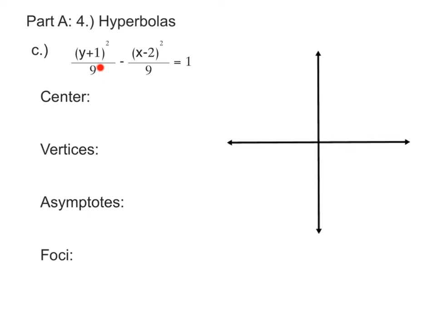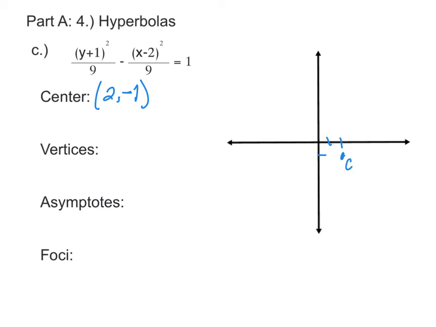The other thing I want to point out is that these denominators are now the same. There was nothing that said one of them had to be bigger than the other. So let's see how that affects everything. First, again, we'll find the center. Since the x term says x minus 2, the x coordinate is positive 2. And the y coordinate, since it says y plus 1, is -1. So I'm going to plot 2, -1, and label it as my center.